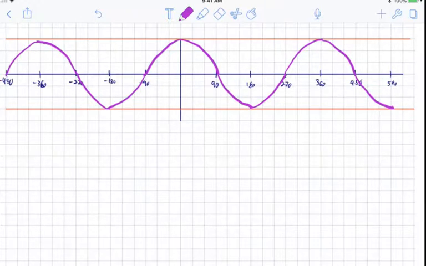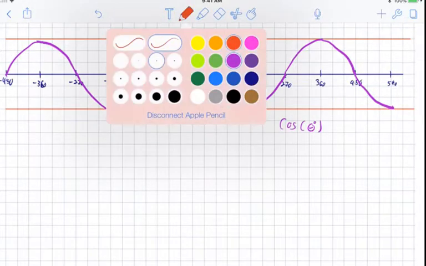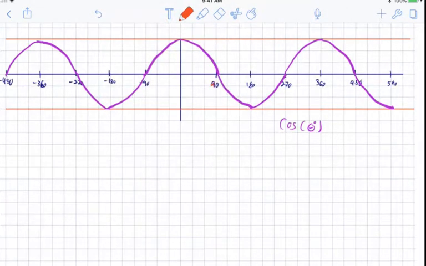Okay? So this is cosine of the angle in degrees. And to write it in radians, I'm just going to change these so that it's going up in intervals of pi over 2. 2 pi over 2. 3 pi over 2, 4 pi over 2, 5 pi over 2, 6 pi over 2.